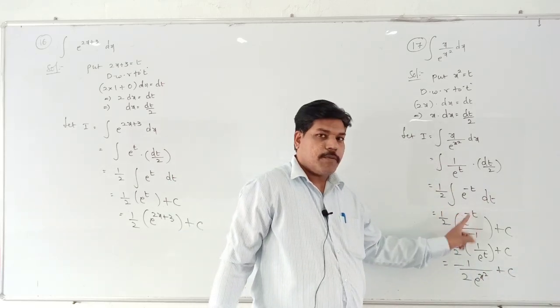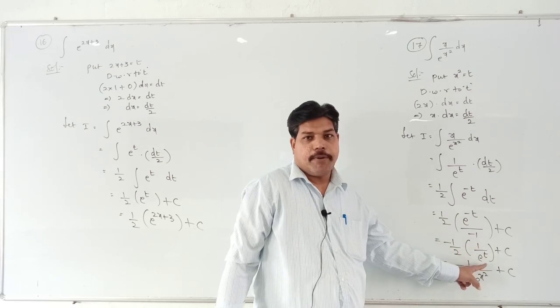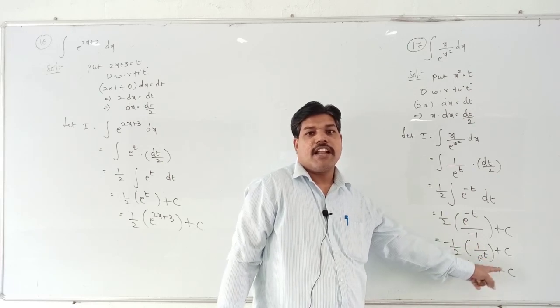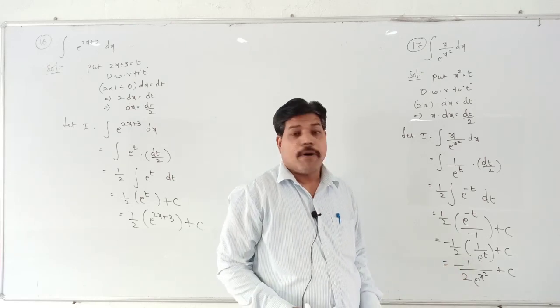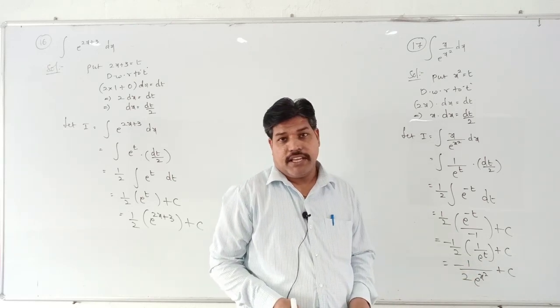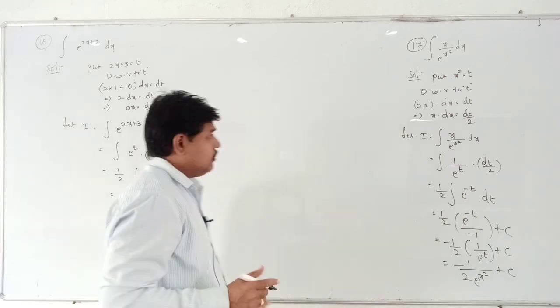E power minus t value is 1 by e power t. E power t is nothing but e power x square. So the final answer is minus 1 by 2 into e power x square plus c. So does anyone have a doubt?